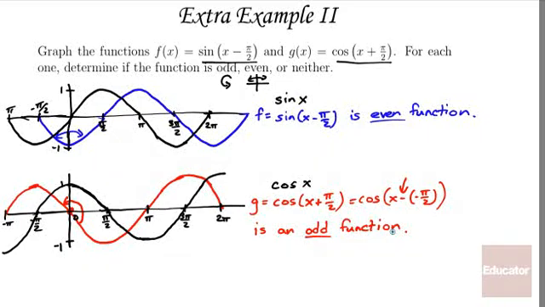Remember, the way to check whether they're odd or even is to check which kind of symmetry they have, or maybe they don't have either kind of symmetry. So that's the end of our lesson on sines and cosines.